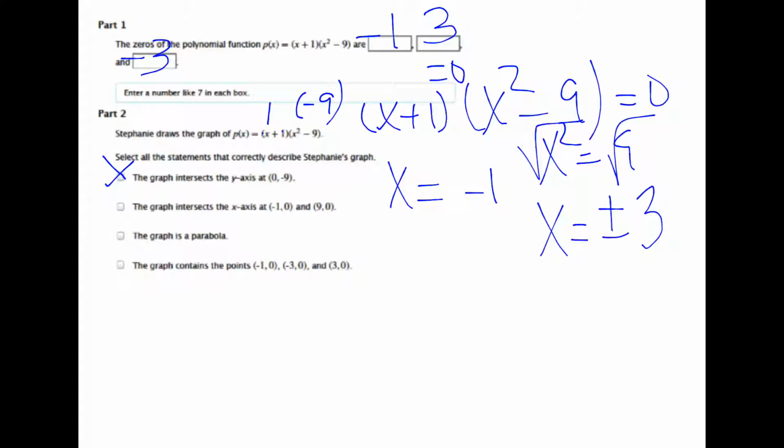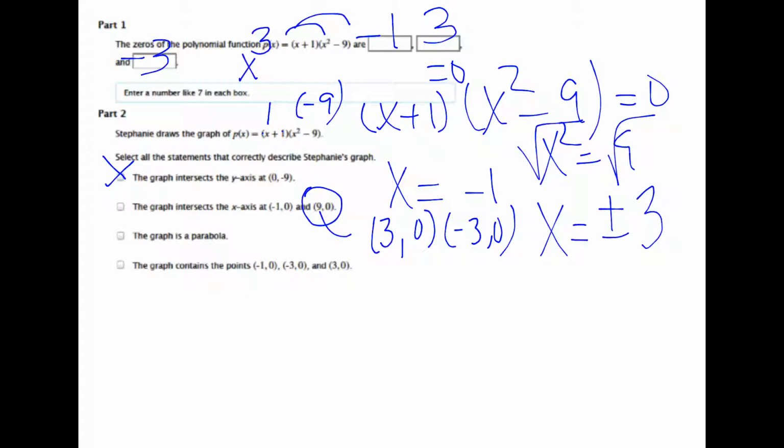The graph intersects the x-axis at negative 1, 0, and 9, 0. This one isn't true because we found that it crosses actually at 3, 0, and negative 3, 0. So that one's out. It says that the graph is a parabola. Well, if you were to FOIL this, you would end up getting x cubed, so that would make it a cubic, so that's out. And then the last one says the graph contains points of negative 1, 0, negative 3, 0, and 3, 0. I just wrote those there. And this one was true, so this would be true.